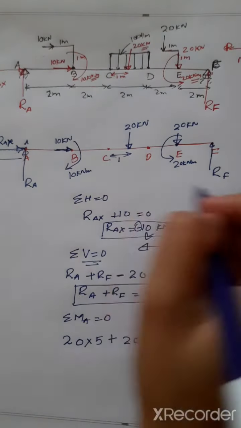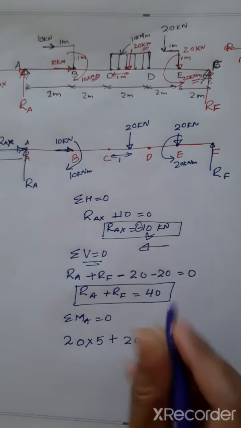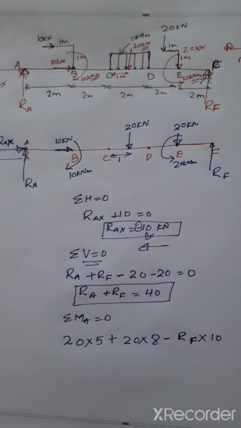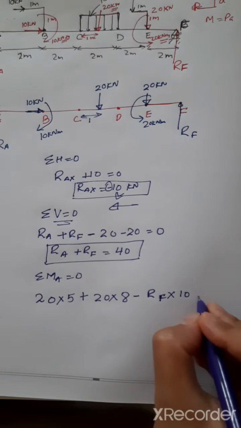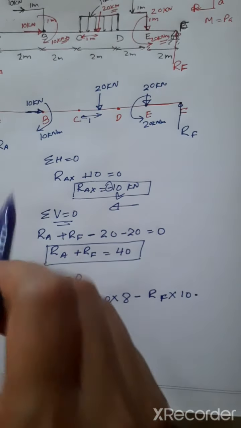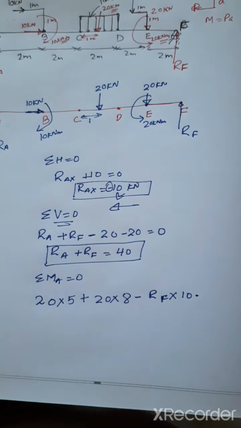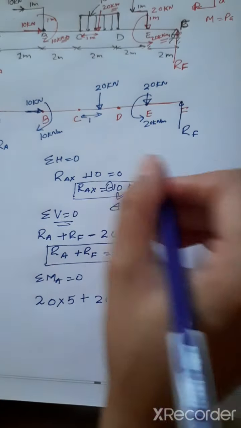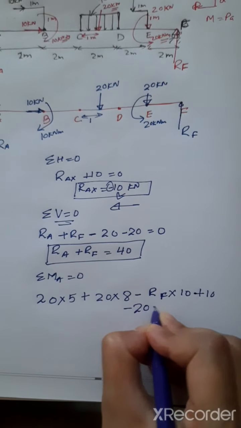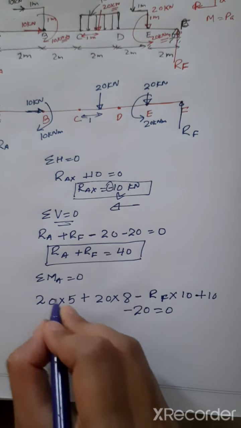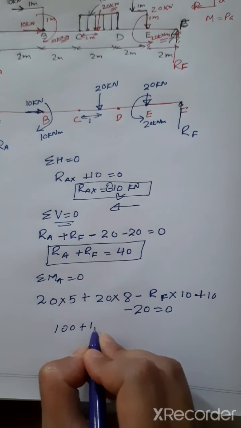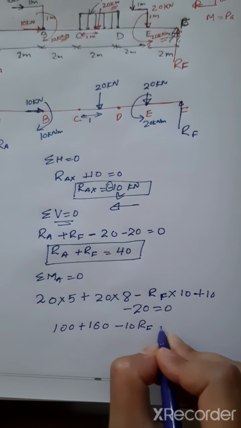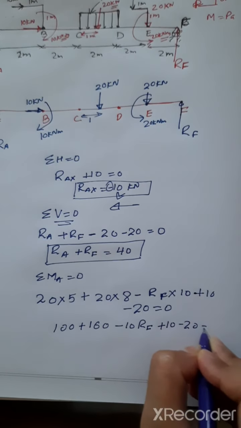Okay, and next RF, minus, this is counterclockwise, RF into 10. This is also a moment, this is clockwise, so positive 10. This is counterclockwise, that is minus 20, is equal to 0. Clear? So this will give us 100 plus 160 minus 10 RF plus 10 minus 20 is equal to 0.